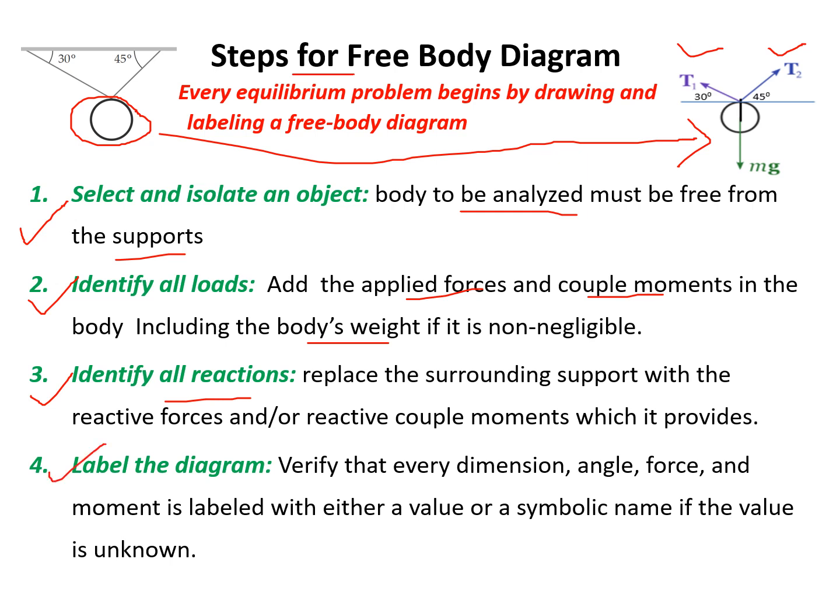And the last one, now we have to label the diagram. Label the diagram means we have to mention every dimension, angle, force, and moment, labeled either with a value or a symbolic name if the value is not known. You see here T1, T2 that we don't know. So we have to give some symbol for that. T1 is the tension in the first string. T2 is the tension in the second string.